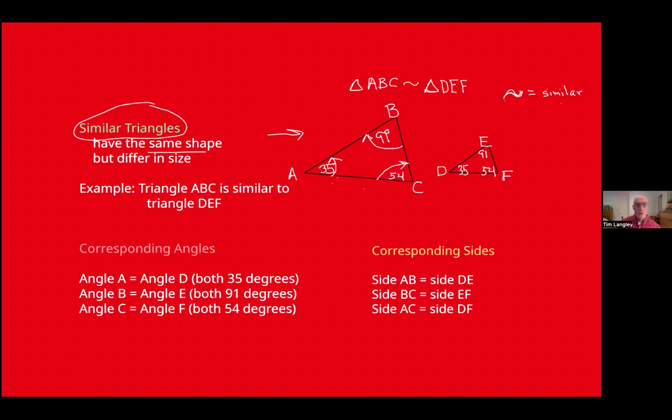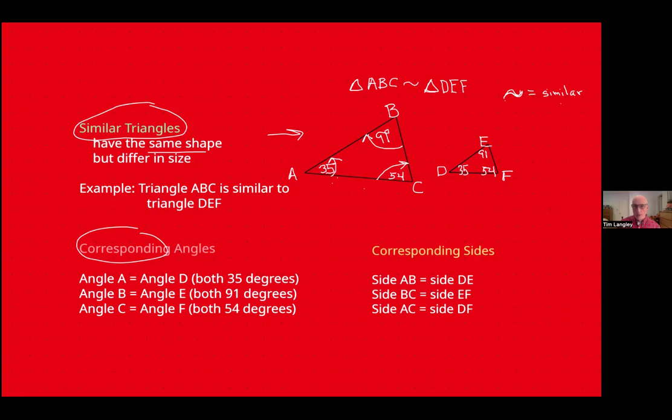We're going to use this word corresponding here, which means they have the same angles. So, for instance, if you look over here at the first triangle on the left, angle A is 35 degrees. Look all the way to the next triangle to the right, and angle D is also 35 degrees. So those two angles are what's called corresponding angles. They match each other. Likewise, angle B is 91 degrees. Angle E is 91, and angles C and F are also corresponding angles.